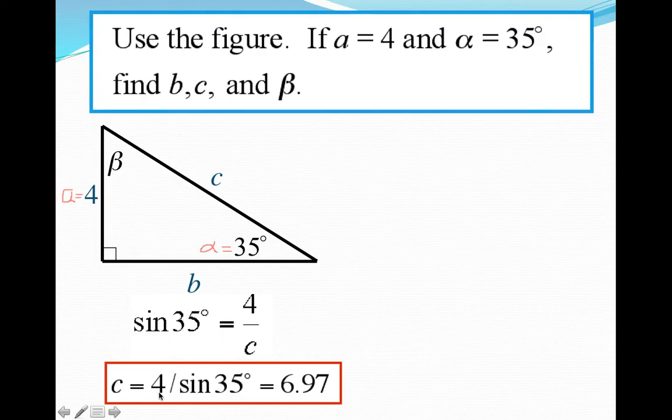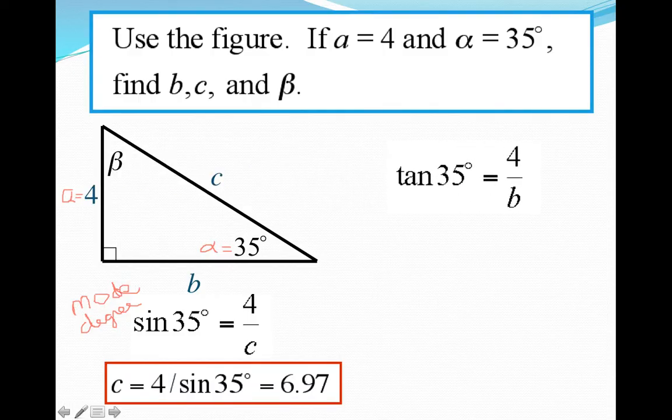I'm going to go to my calculator and type in 4 divided by sine of 35 degrees. That's going to give me about 6.97. Be sure that your calculator mode is degrees. Make sure that the mode on your calculator is in degrees. So you want degree mode. You want to be sure you're in degree mode. Check your calculator mode. If you don't have it in degree mode, you need it in degree mode.